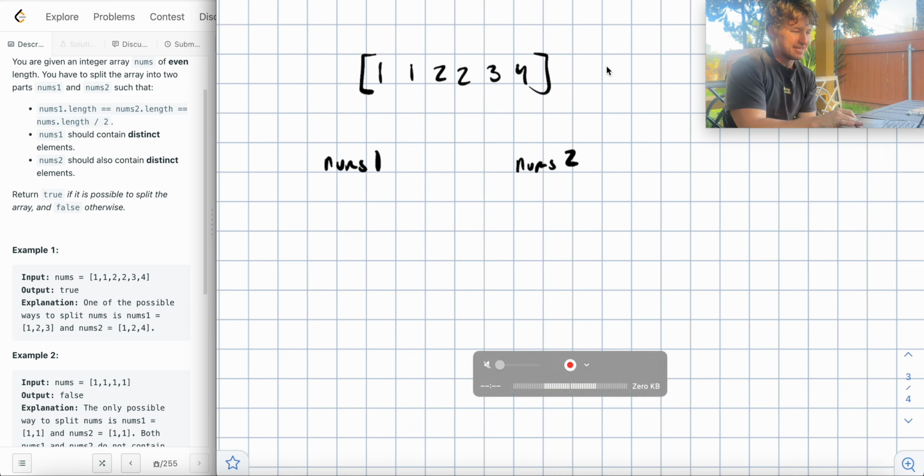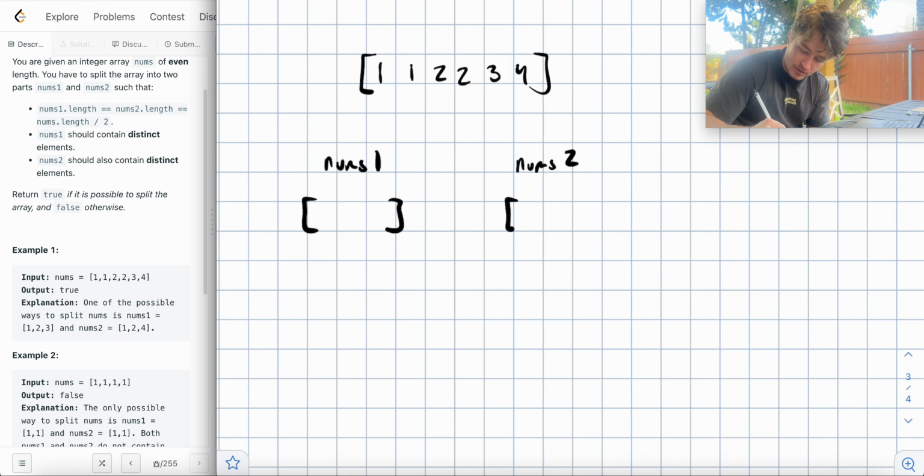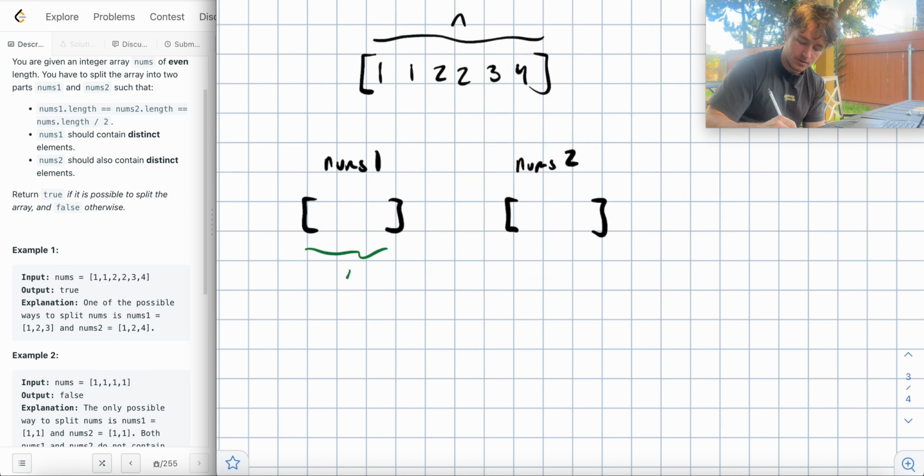Now, nums1 length equals nums2 length equals nums length divided by 2. So since this is even, you can always divide it by 2, right? Anything that's even can be divided by 2, like cleanly, right, into halves, right? Because there's two halves, so you divide it by 2, you get the halves. It's going to be of size 3 in this example, right? It's going to be n divided by 2, right? If this was n, this would be n over 2, n over 2. So it has to be like this.